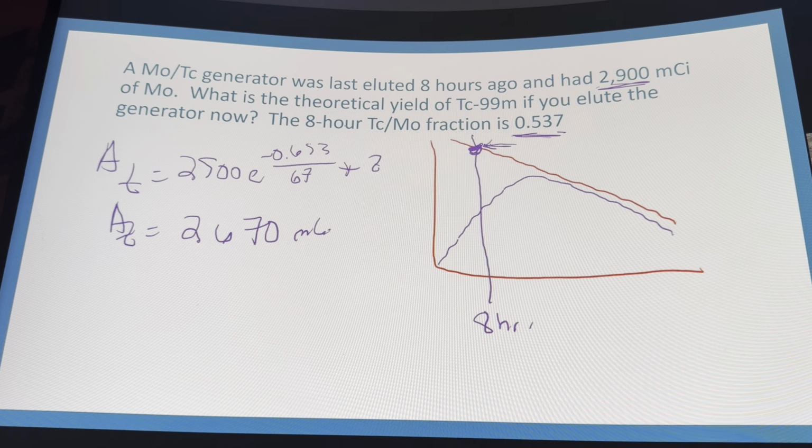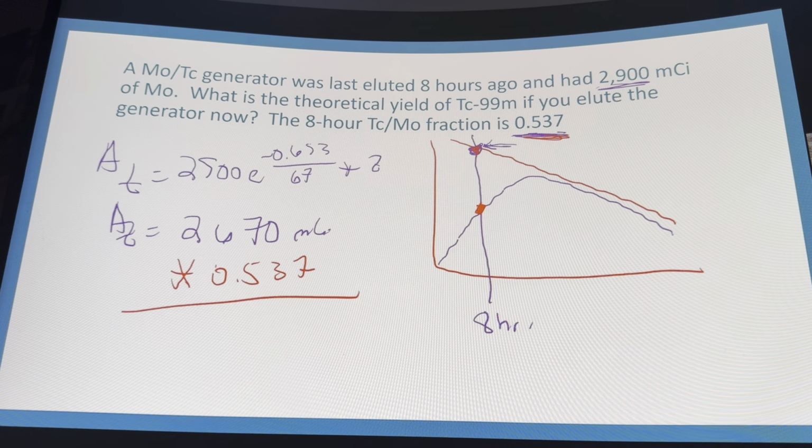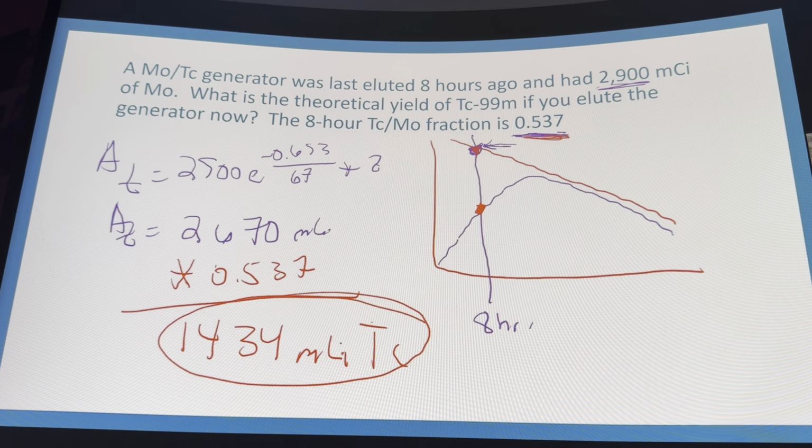Now, it says my tech moly ratio is 0.537. What that means is for every millicurie of moly, I have 0.537 of technetium. So all I have to do is multiply how much moly I have by my ratio. I have 1,434 millicuries of tech. That's my theoretical yield. That's how much technetium I think I have in there.